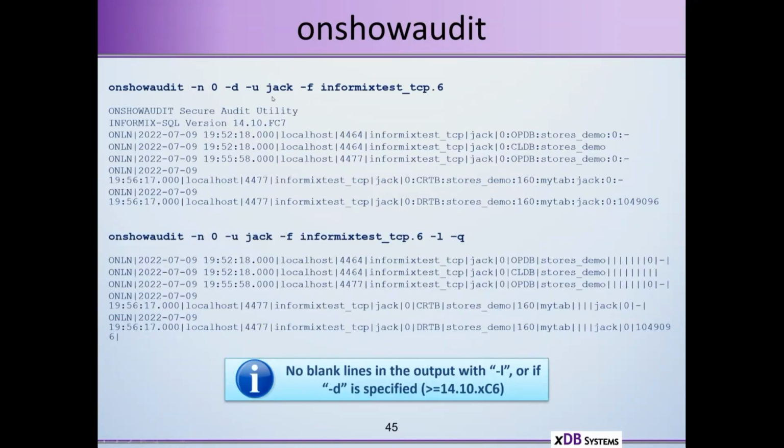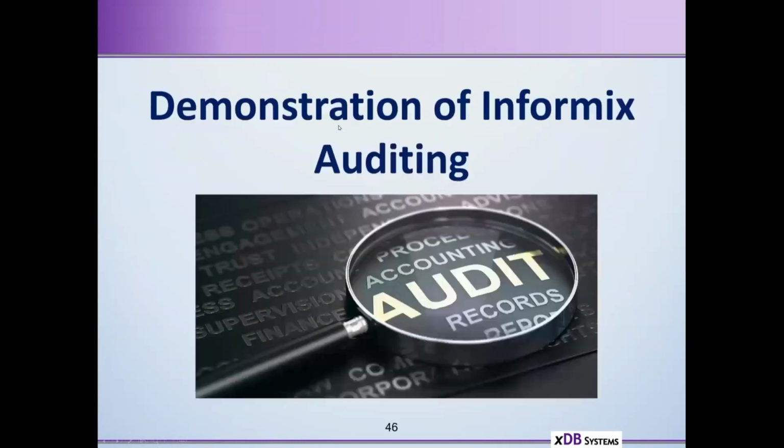There is an option, with 14.10.FC6 and after, we've now got a new option, -D, which limits the double spacing in onshowaudit, which used to be kind of annoying. There used to be blank lines between every entry. -D will suppress that. There's also a -Q to get rid of the header line and some other stuff.